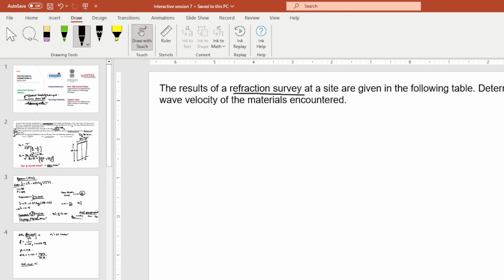Okay, so it's a refraction survey at a site in which we have this, let us, distance from source of disturbance and time of first arrival of P waves. Okay, so let us discuss that a little bit.